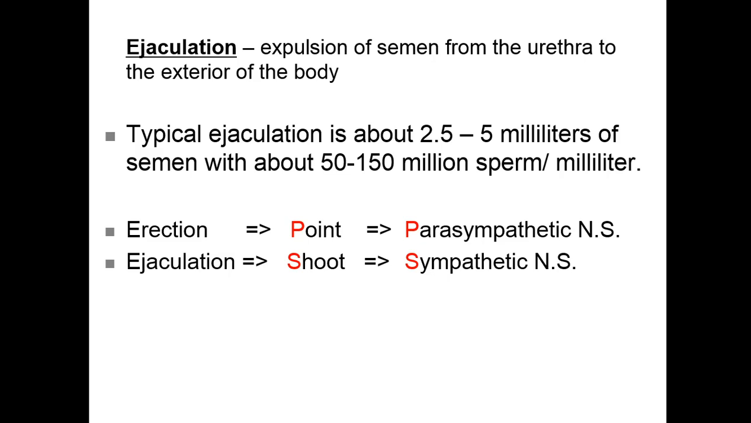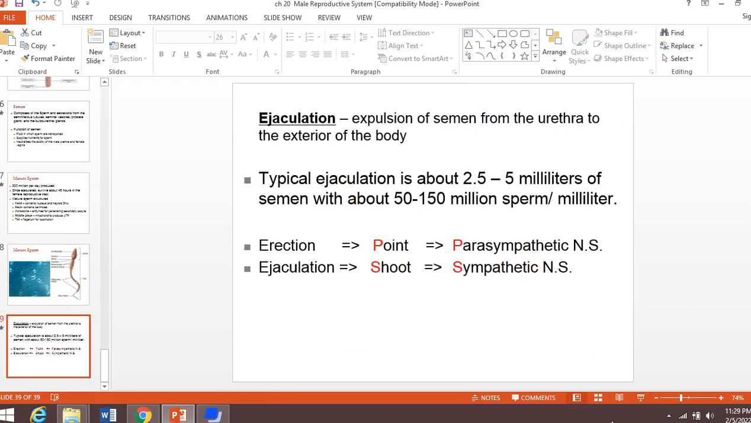So with erection, we think point. This is parasympathetic, P for point, P for parasympathetic. And then ejaculation, shoot, is our sympathetic nervous system. So S for shoot, S for sympathetic. So point and shoot, parasympathetic, sympathetic, so we can make that determination of what is in charge. And that is the male reproductive system.